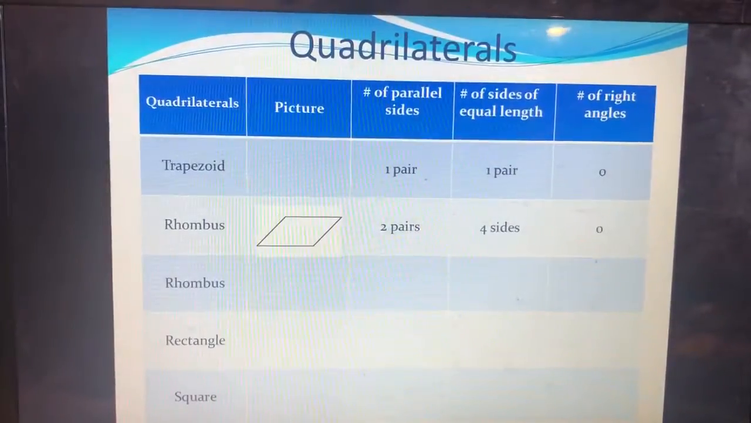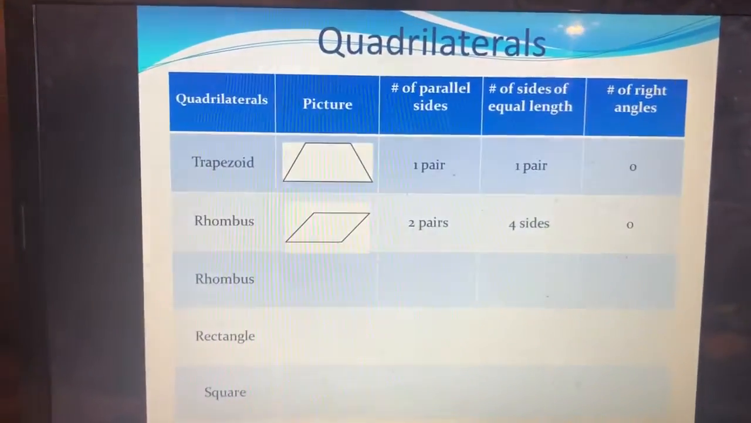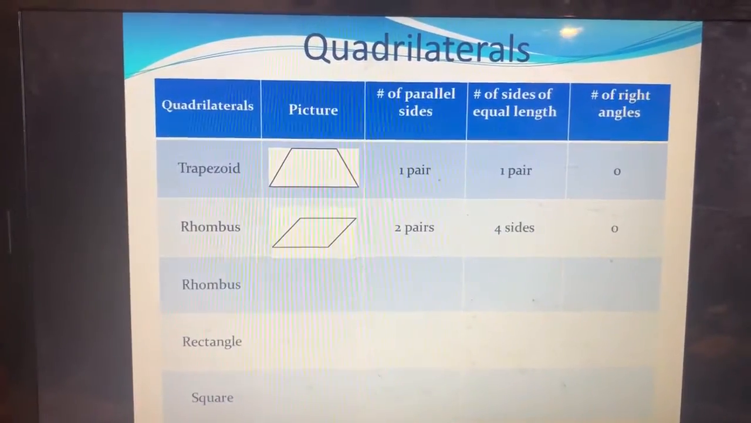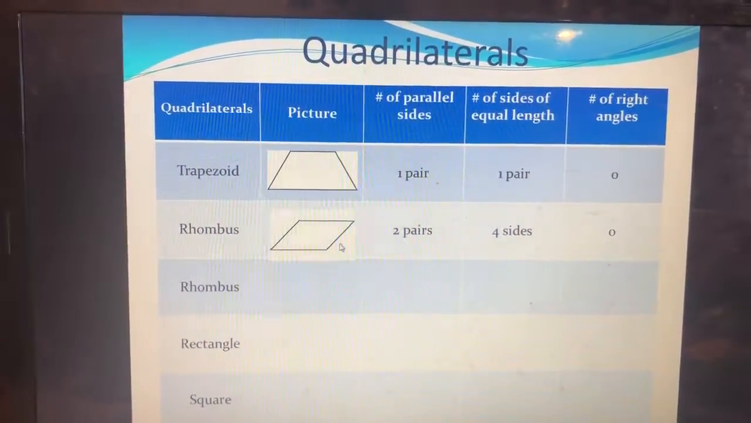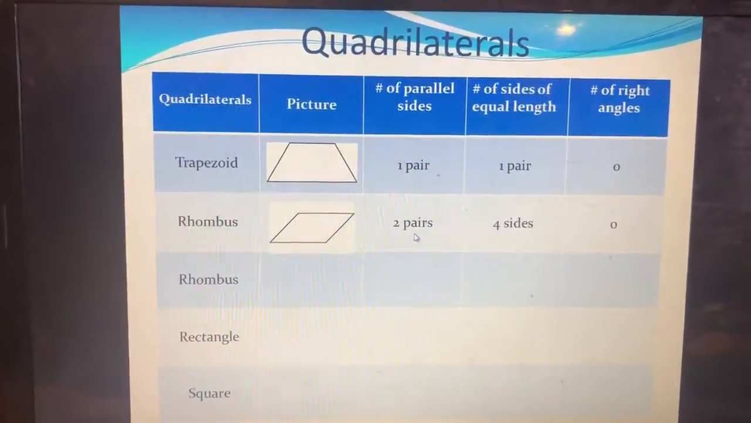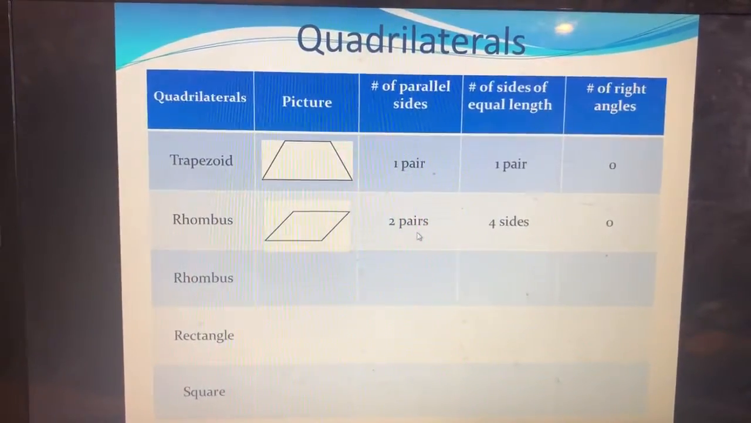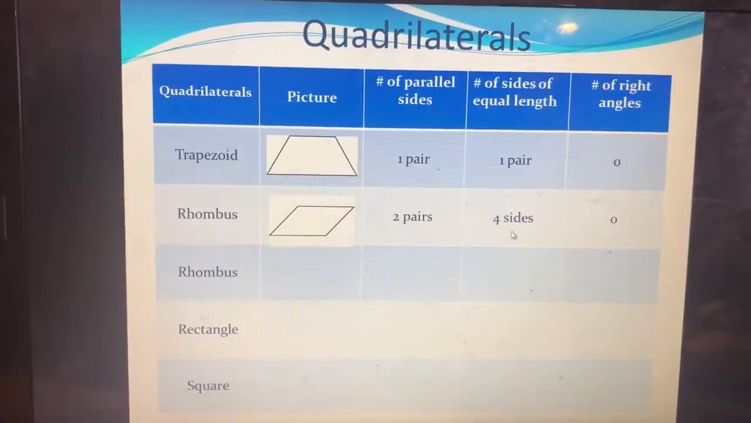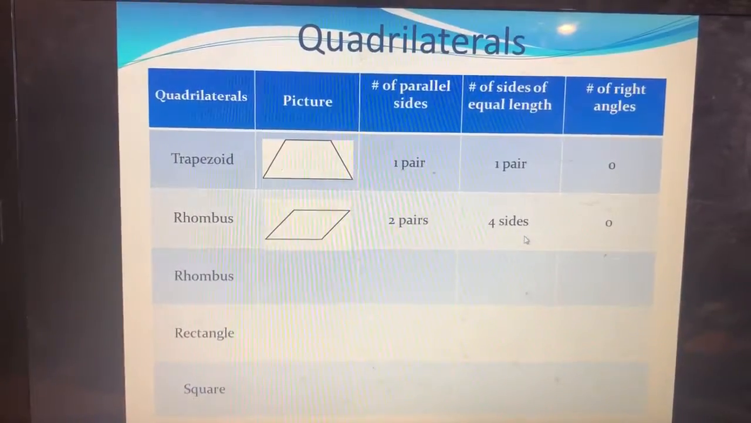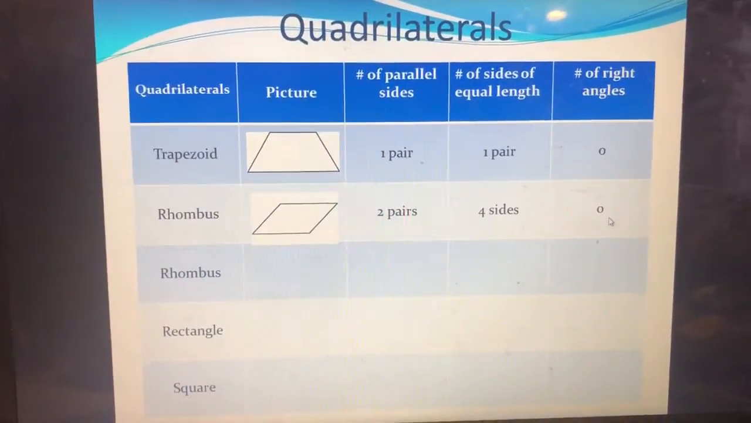So going back to our chart, we can draw our picture of our example rhombus. We can fill in that it has 2 pairs of parallel sides, 4 sides of equal length, and 0 right angles.